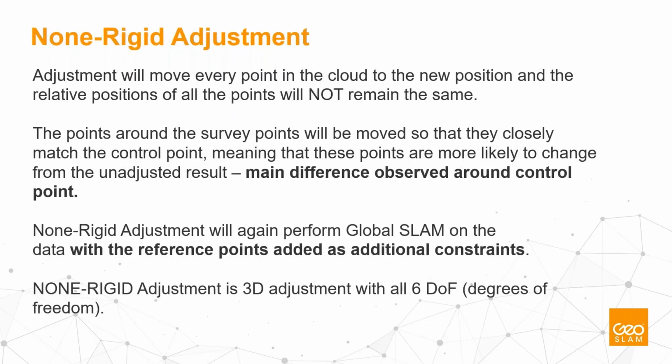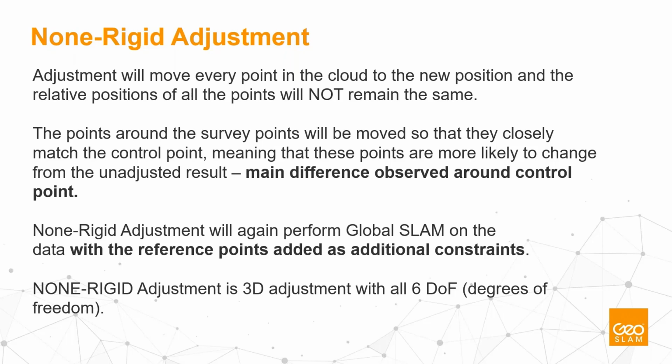Non-rigid adjustment, so this is on purpose changed to adjustment because it is not a simple transformation. Non-rigid will move all of the points in all of the point cloud to the new position and orientation, so it will basically perform a georeferencing. However, it will also change the relative positions of the points within the point cloud.